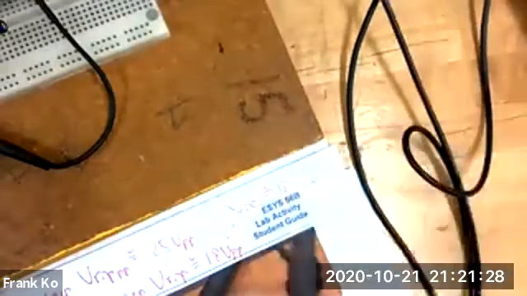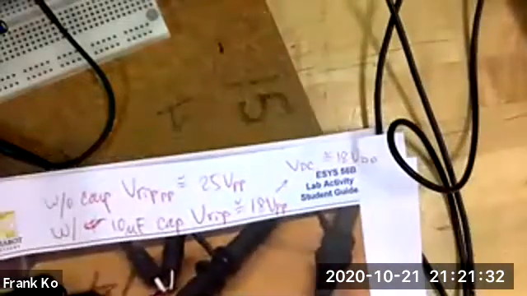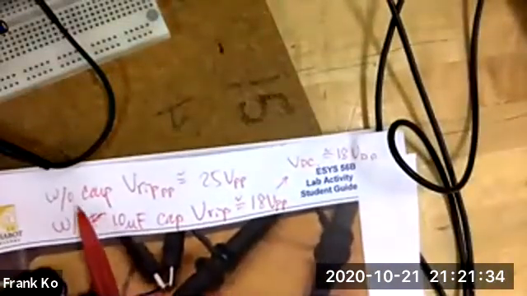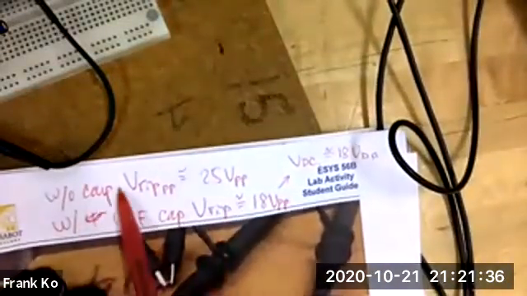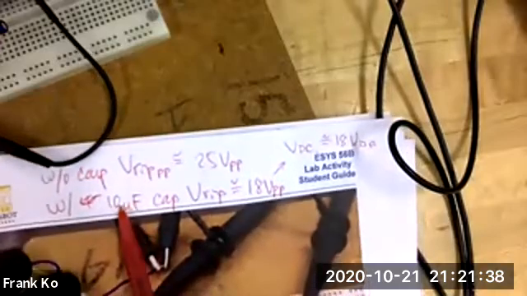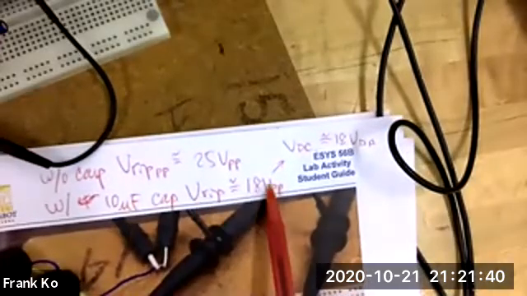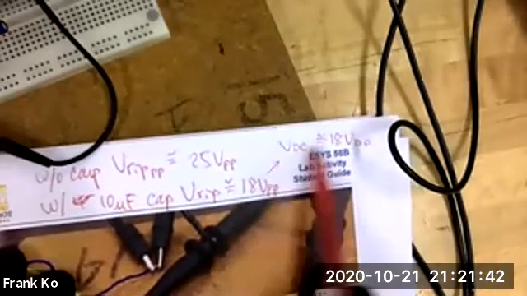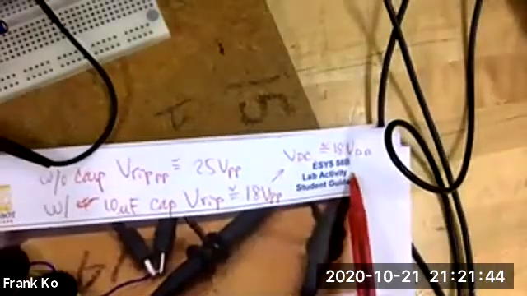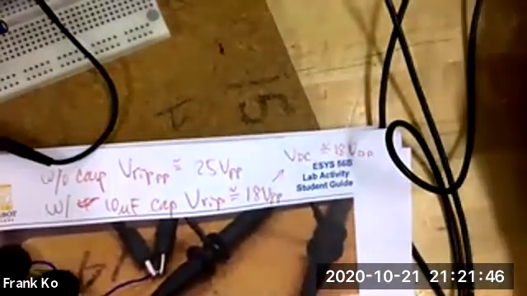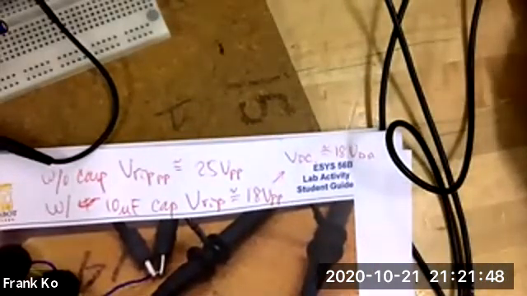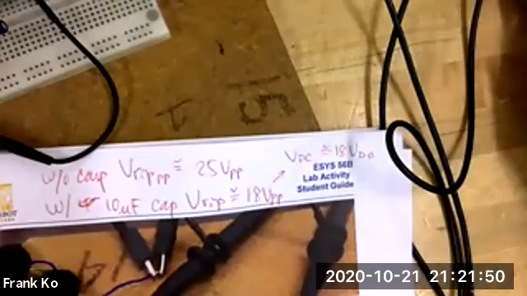So we want to make a notation on our papers of your peak to peak without the cap. Once you put in a 10 microfarad cap, note what your volts ripple peak to peak would be, and approximately what your DC voltage is going to be. I'm going to come around the room and help each of you make this determination on your boards.